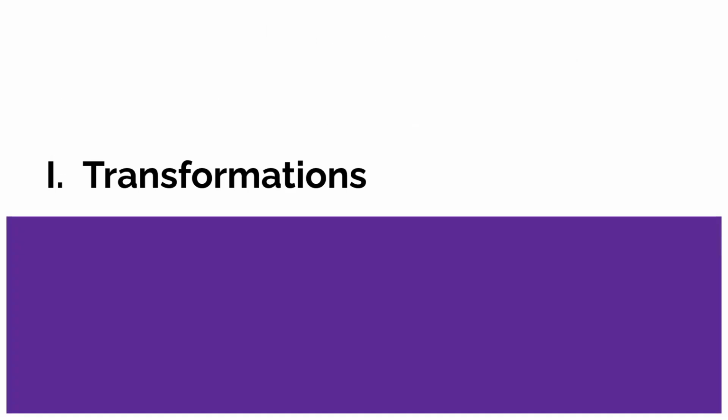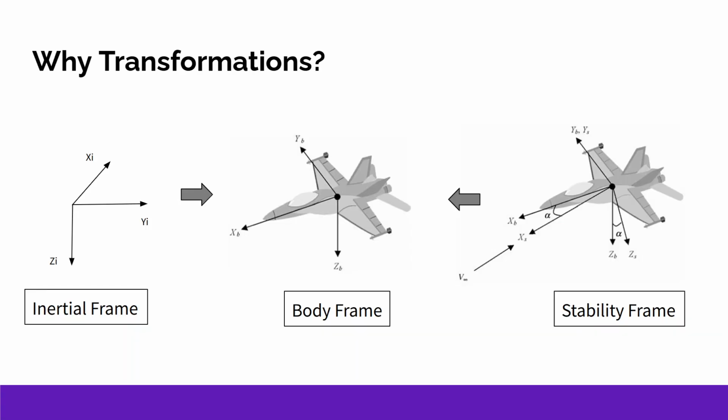So today we're going to be covering the second building block leading to the equations of motion, and that would be the transformation matrices. So we're going to transform a vector from the inertial frame to the body frame and from the stability frame to the body frame as well.